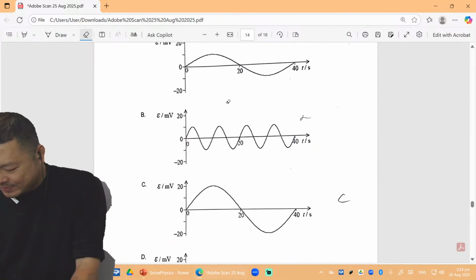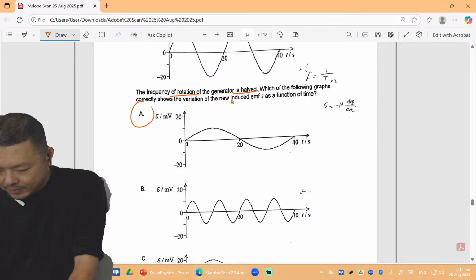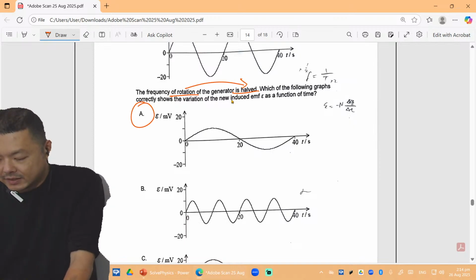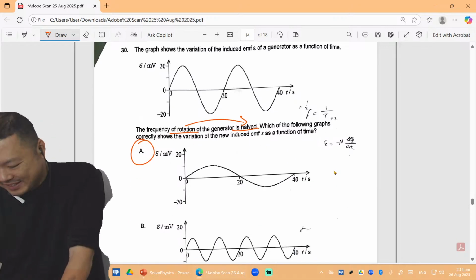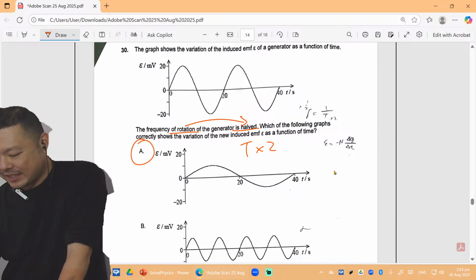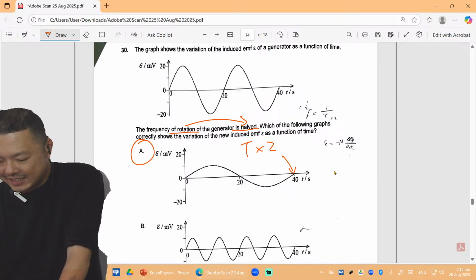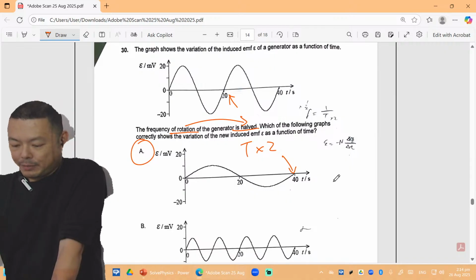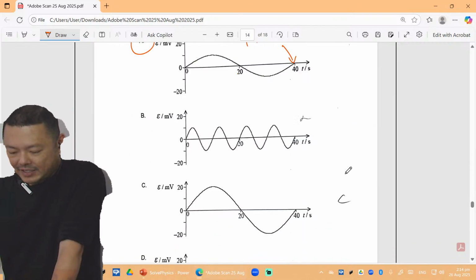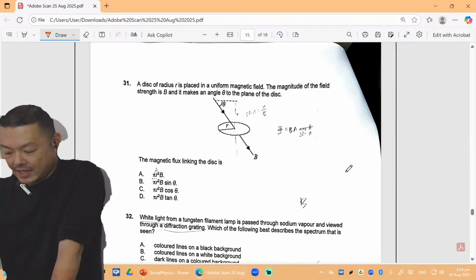Because half the rotation, so the period is times 2. Oh man. All right, so now it's 4D. This is the original period. So double whammy. Always remember this AC generator has the double whammy. That's 30. 30 is A.